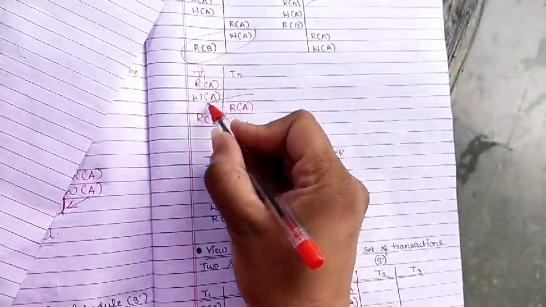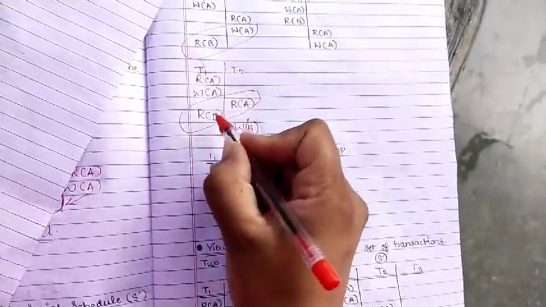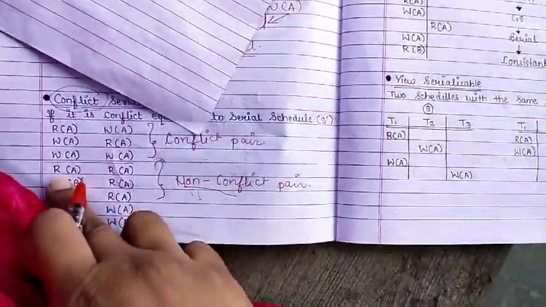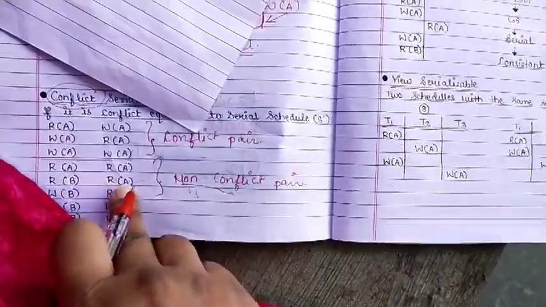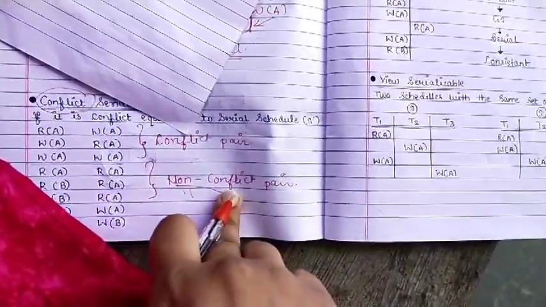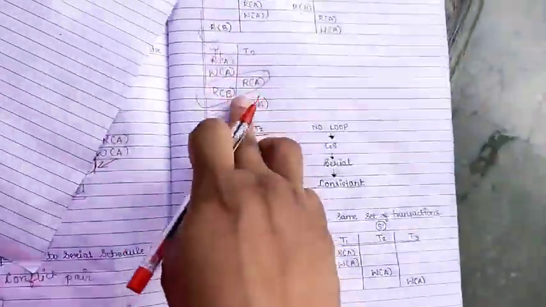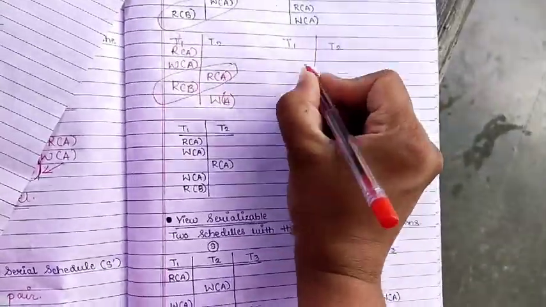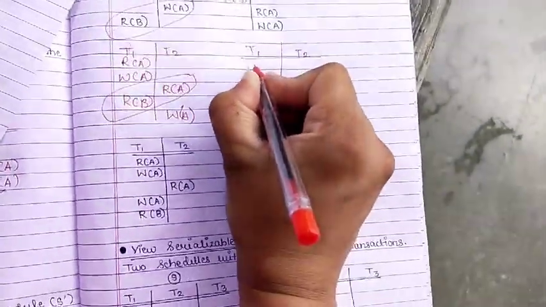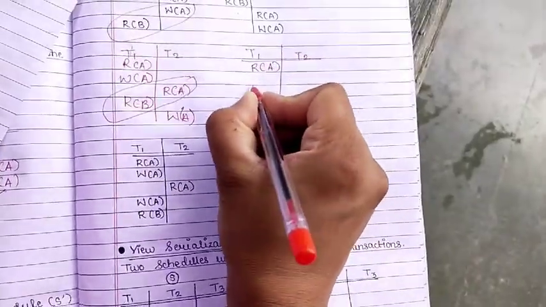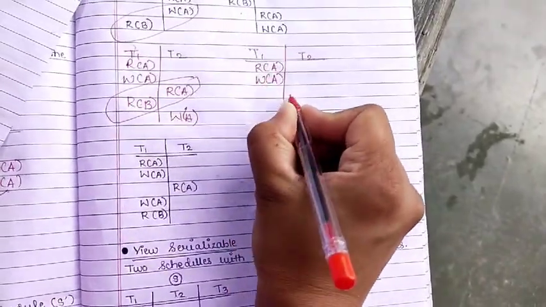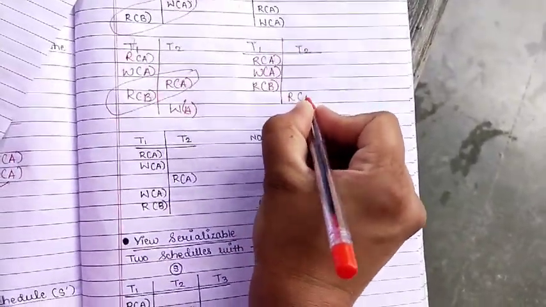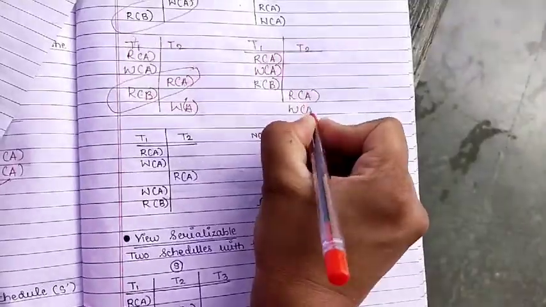Now again we will check the adjacent pair. So read B and read A. Again it is a non-conflict pair, right? Now we will swap it again. Now T1, T2. So what will be the output? R of A means read, write A, we have to swap it. Then R of B means read of B, then R of A and write of A.